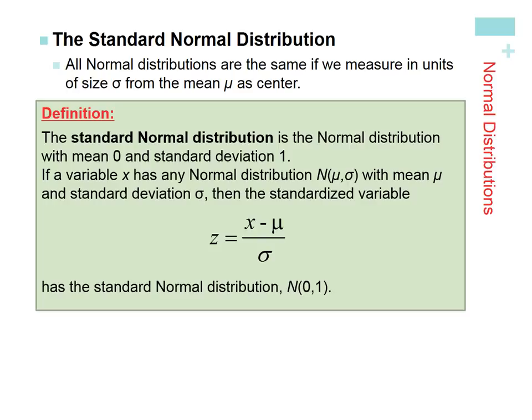Okay, so if a variable x has any normal distribution with a mean and a standard deviation, then the standardized unit of measure is your z-scores. Okay, so when we draw a curve with the z-scores, it has the standard normal distribution of mean of 0 and standard deviation of 1.